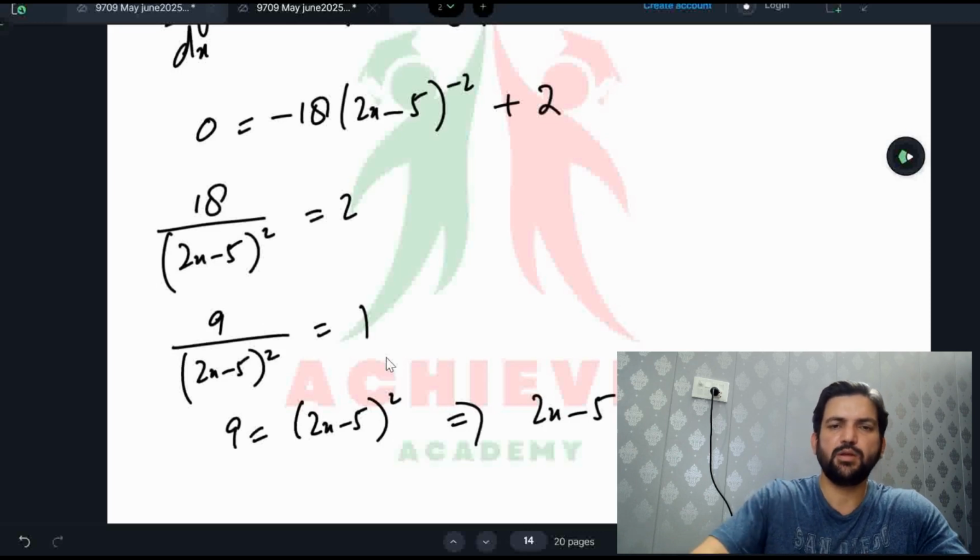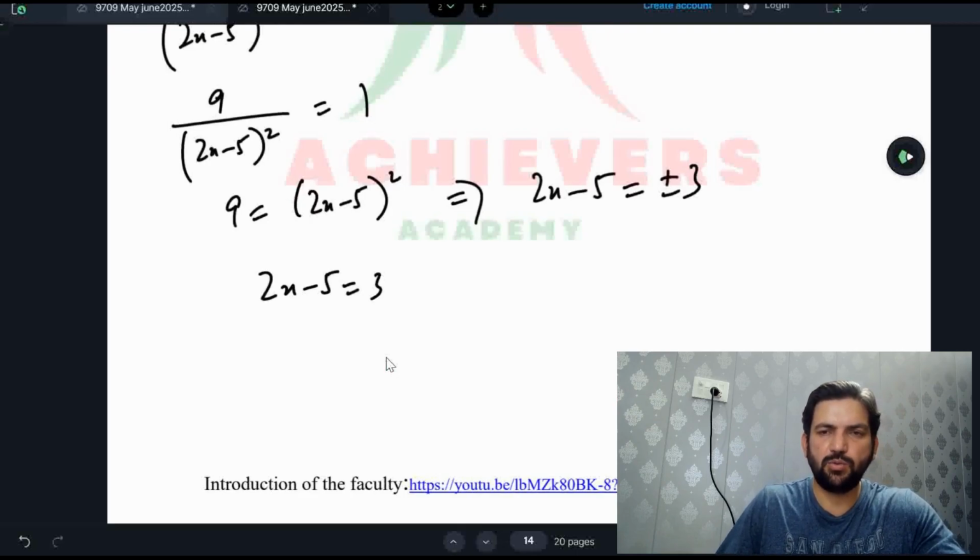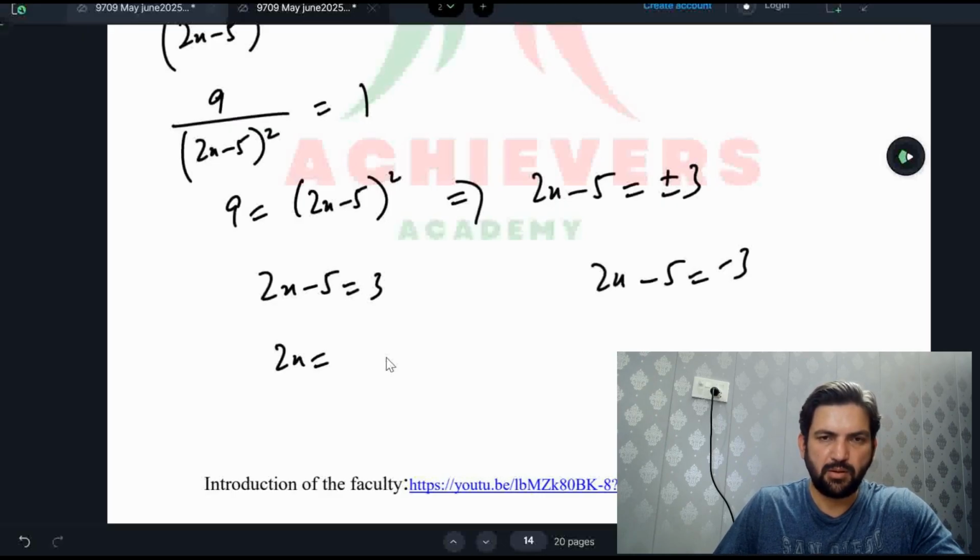From here we will have two answers: 2x minus 5 is equals to 3 and 2x minus 5 is equals to minus 3. So 2x is equals to 8 and x is equals to 4, and the other one will be 2x is equals to minus 3 plus 5. So this will be 2. So x is equals to 1.